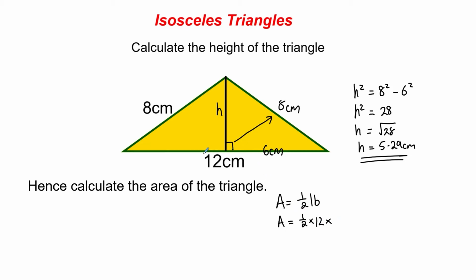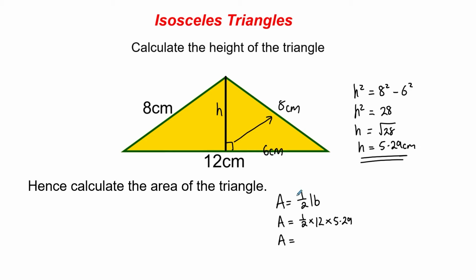Now you cannot use the sloping sides. When you're choosing your dimensions for the area, they need to be at right angles to each other. So the 12 is the length, the breadth would be this distance here, or our height, which we calculated in part A. So half times 12 times 5.29. A common mistake there would be people just doing a half times 12 times 8. That wouldn't give you the area of the triangle.